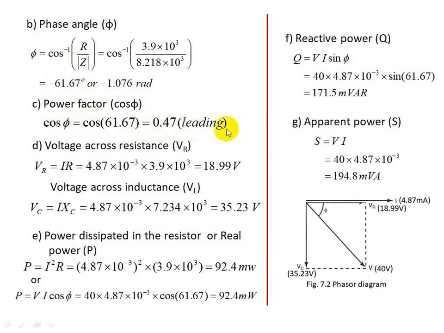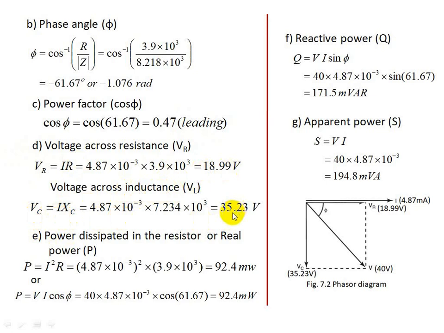For capacitive circuits, if the current is leading the voltage by some angle, then you have to write here as leading. Then the voltage across the resistance, VR, is the product of I into R. Substitute the values, find VR, it is 18.99 volts. Then find the voltage across capacitance, it is I into XC. Sorry, here it should not be inductance, it should be capacitance.